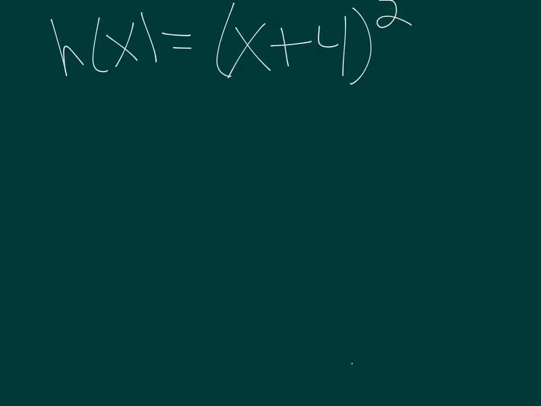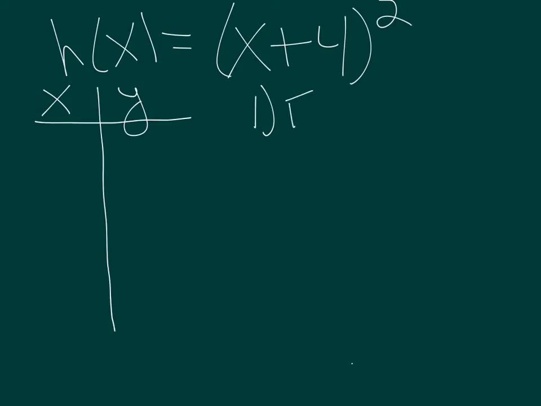So the first thing you want to do anytime that you have a quadratic, and these same rules apply for absolute values as well, is make a table of values. So go ahead and make a table of values. I'm going to go x and y, and we know y is the same thing as h of x. The first thing that we want to do is find the vertex. So find the vertex.